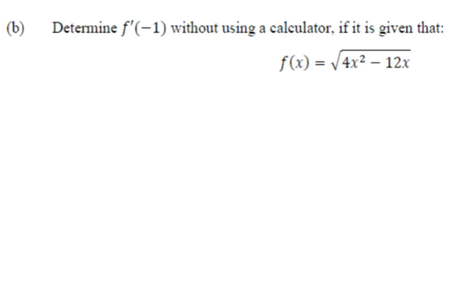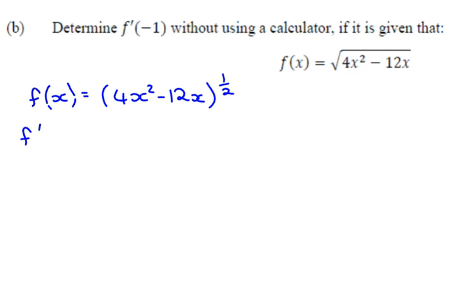Now we don't like roots when we're finding derivatives, so I'm going to rewrite it without the root. Note that then we've got 4x squared minus 12x to the power of a half. Now I can find the derivative. Again, beware of your notation. This is now f prime x or dash x.